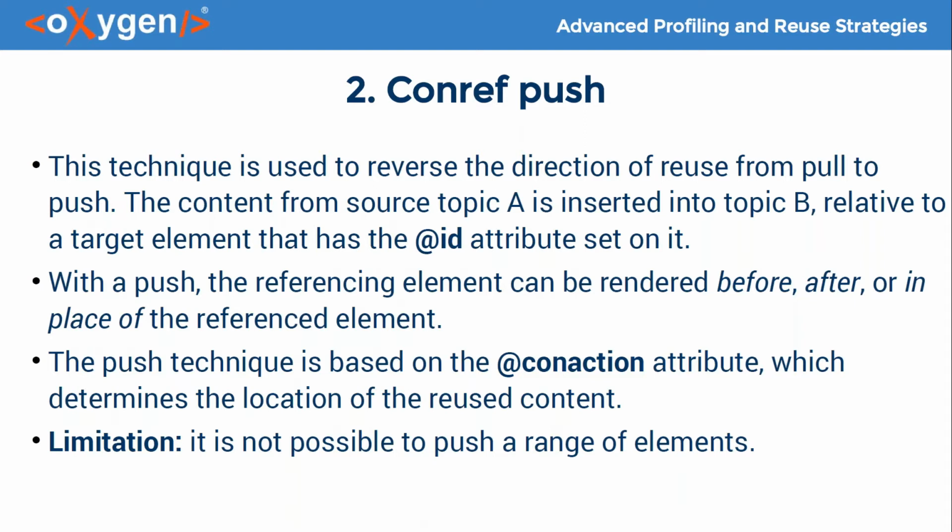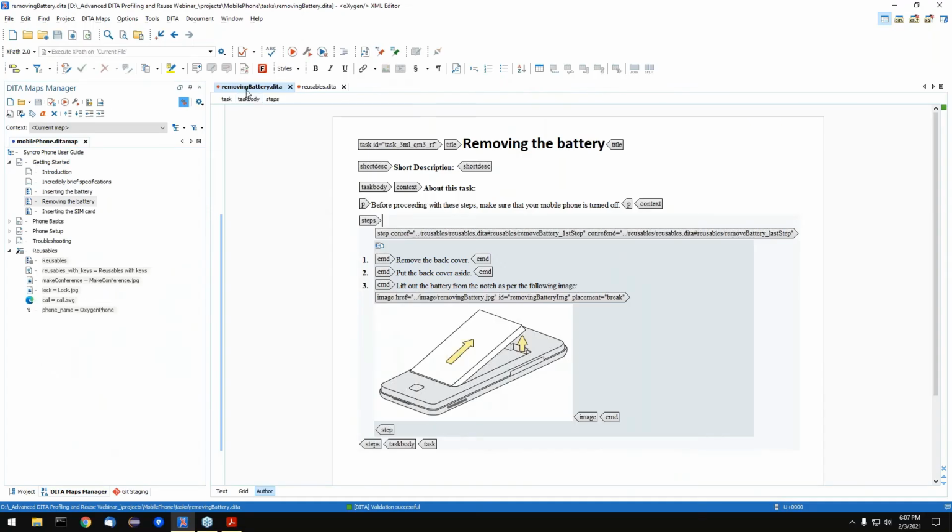With a push, the referencing element can be rendered before, after, or in place of the referenced element. And this technique is based on the conaction attribute. So not connection, but conaction. And this attribute determines the location of the reused content. There is a limitation when using this technique. It is not possible to push a range of elements. So let's see this technique in action.